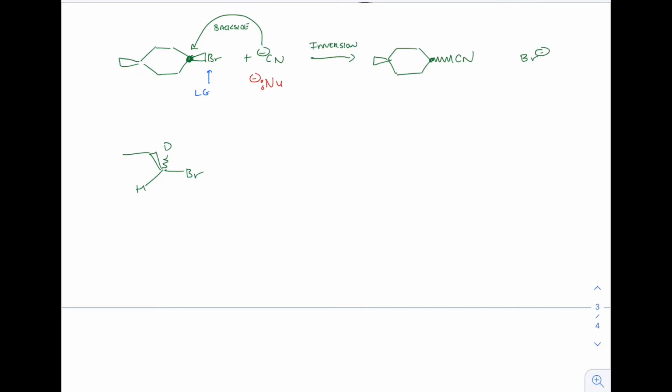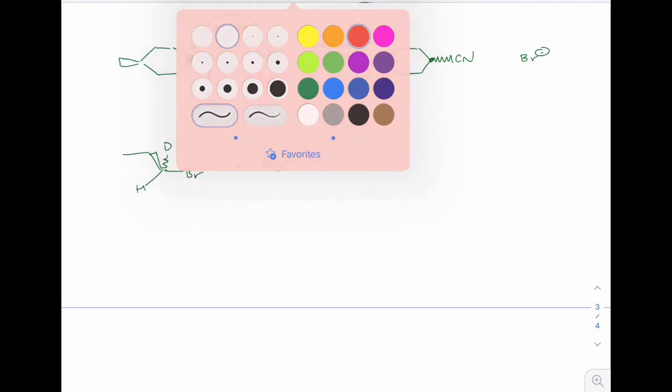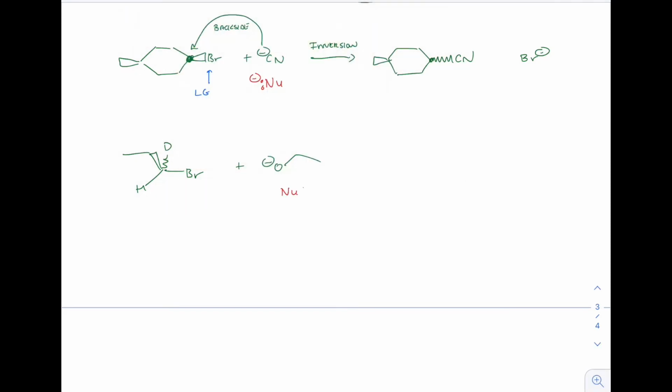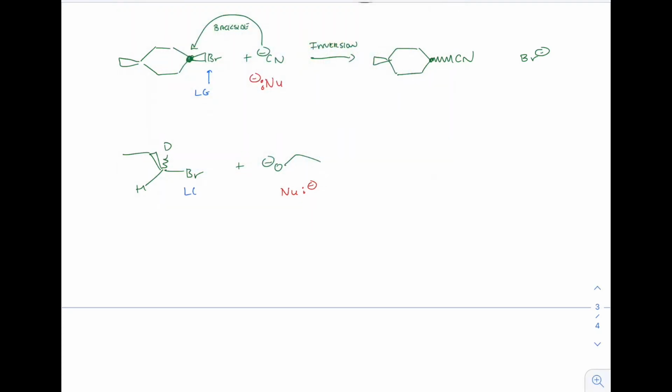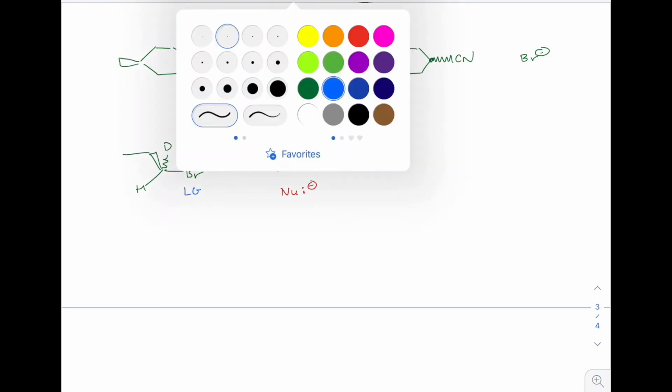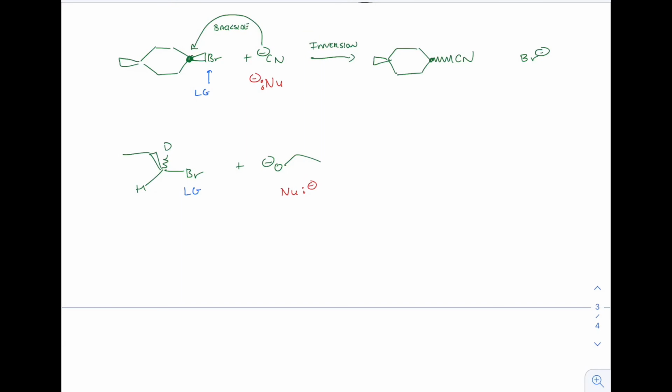It's not always necessarily going to be that easy, but let's say we have this particular alkyl bromide, and then we have this ethoxide. Okay, this is our nucleophile. That is an electron-rich species. We have our leaving group here in the bromide, and we have a backside attack of that nucleophile, right? So we're approaching from this side, and that forces that bromide to leave. And then we need to draw our inversion product.